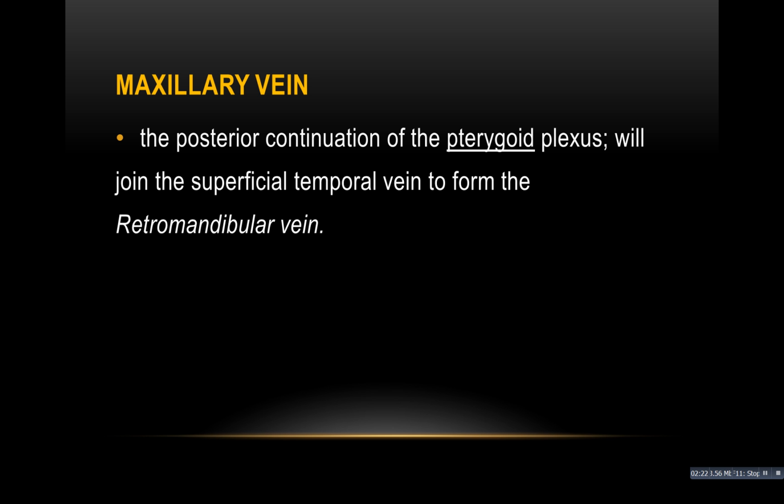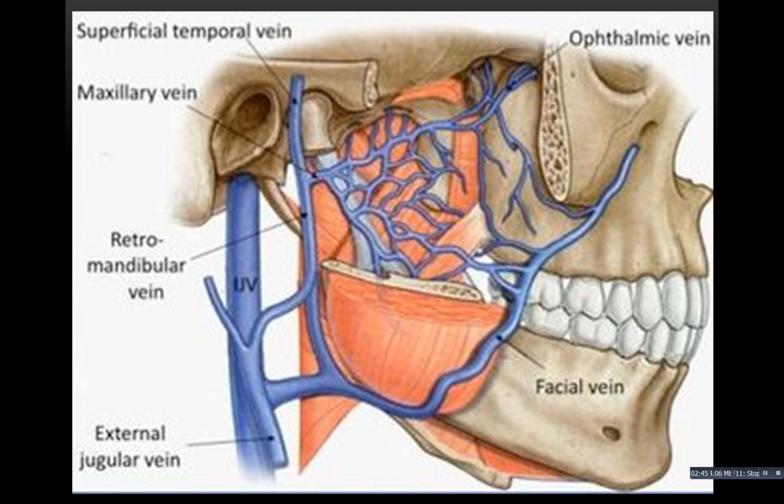So we can see now the route of the drainage from the pterygoid plexus going to the maxillary vein. It's a short vein, which directly joins with the superficial temporal to form the retromandibular vein. You can see in this diagram, this is the pterygoid plexus, and this short part is the maxillary vein that will join the superficial temporal. At this point they join together and form a new vein, which is the retromandibular vein.